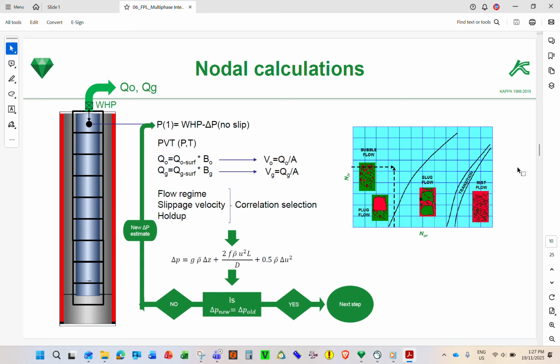You have the Q, you have the velocity, you have the map, you know the slippage because you know the flow regime. But in Emerald it's the other way: you need to know the flow regime to calculate the slippage based on the holdup. So it's just three first things, and then you have the correlation. Of course, the correlation with the map will be different between correlations.